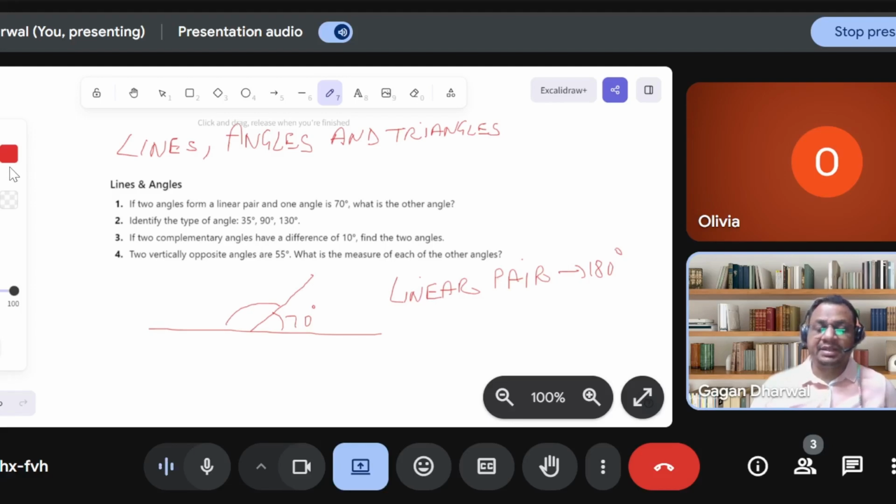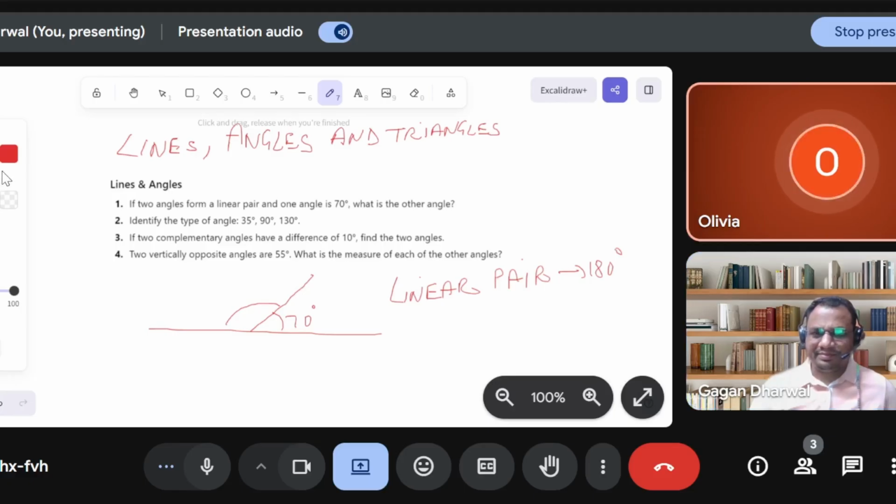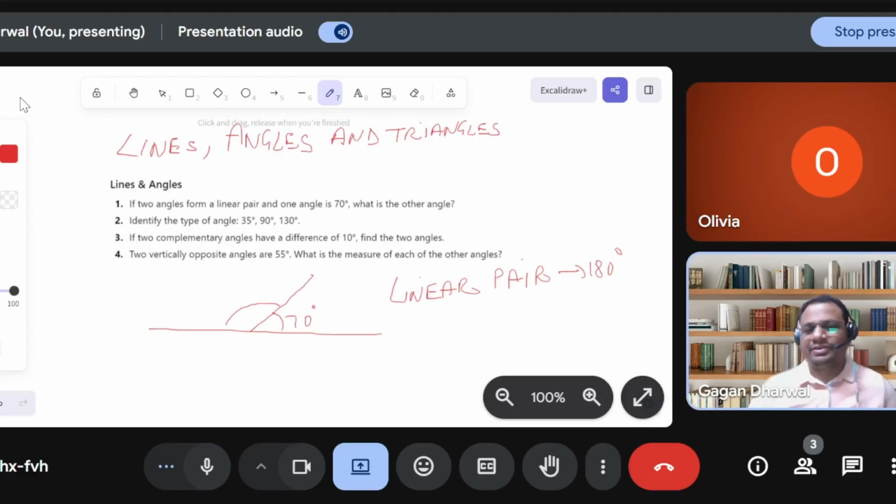There's another set of angles which are known as complementary angles. So what are complementary angles, Olivia? They add up to 90 degrees. Write it down. Complementary angles add up to 90 degrees. Supplementary angles add up to 180 degrees. And linear pair means angles on a straight line, which all add up to 180. That's what we did so far.